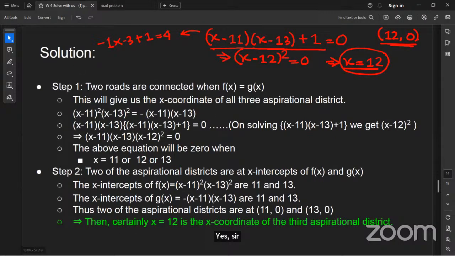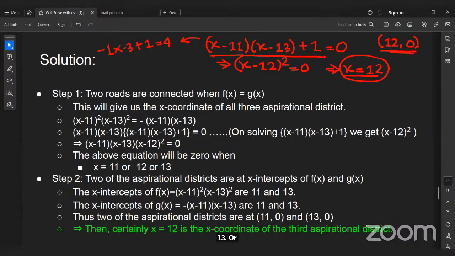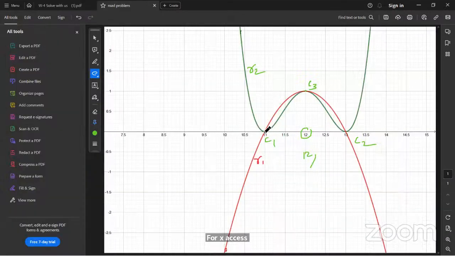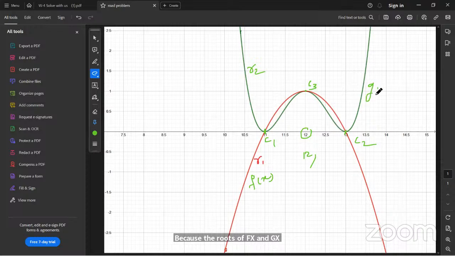Let me show the graph. See, what is your intersection point? 11 and 13. This is your f(x) and this is your g(x) only, right? So what is your intersection point? 11 and 13. Now you need to find the another intersection point, the third one. What will be the third one?